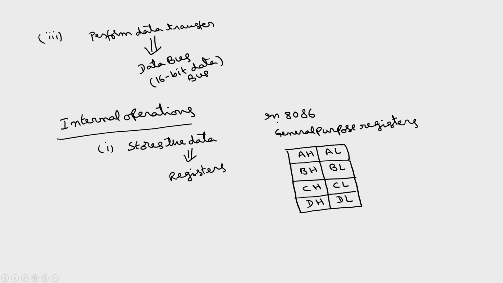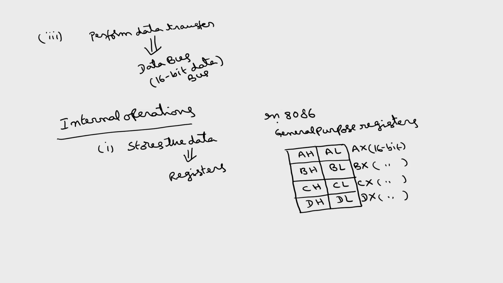This AH, AL combination is called AX, this combination is called BX, this is called CX, this is called DX. We can store either 8 bits of data or 16 bits of data. So, even though 8086 is a 16 bit microprocessor, it can perform 8 bit operations also. In case the data is 8 bit, we can use either AH or AL. This AX is 16 bit. All these are 16 bit, X will be all 16 bits.